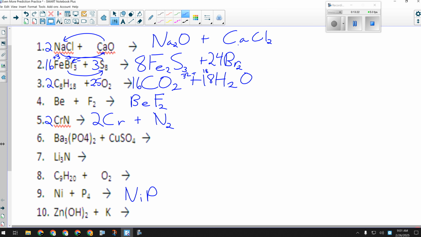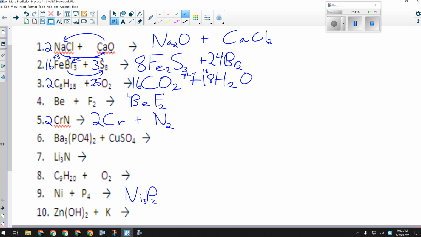Okay. So if you have no way to figure out which one it is, like in number 9, you go with the first one listed. So in this case, this would be the nickel with the 2+ charge. Okay, so Ni2+, phosphorus is always a -3, drop and swap. Ni3P2. Okay, everybody with me there? It's just one of those little things. It doesn't come up that often, but you need to know what to do when it does come up.